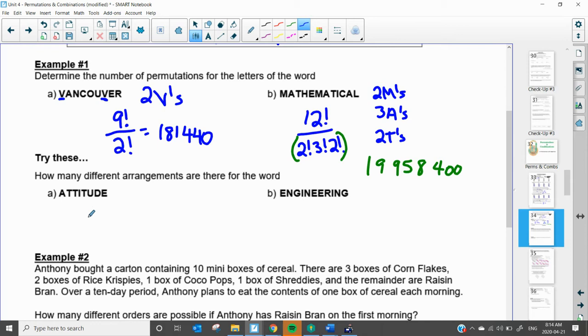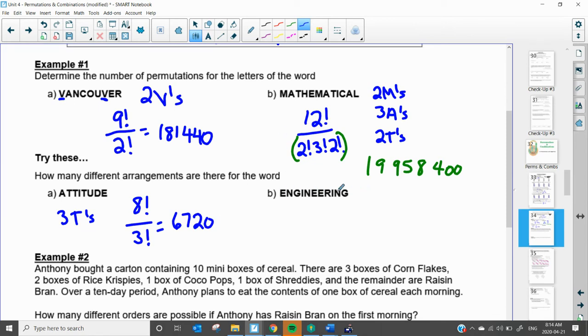All right, so we're going to take a look at attitude. In attitude, we have 8 letters, and there are 3 T's. So we're going to have 8 factorial divided by 3 factorial, and that gives us 6,720. Now, engineering's a little trickier.